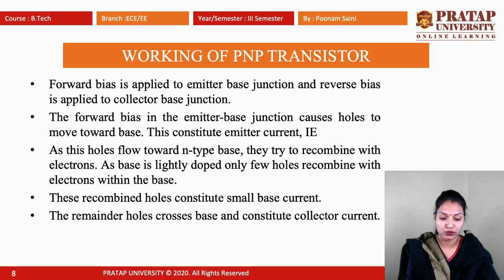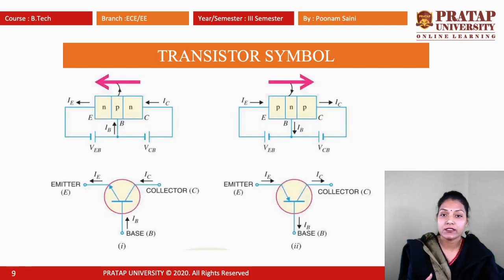that is the collector. So you can see the transistor symbols, the NPN and PNP. In the NPN, the arrow is going outward, the emitter current, and in the PNP the emitter current is coming inwards towards the base. So this is the only difference between the PNP and the NPN diagram.